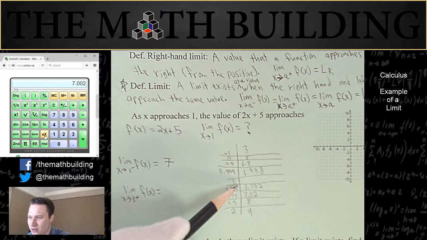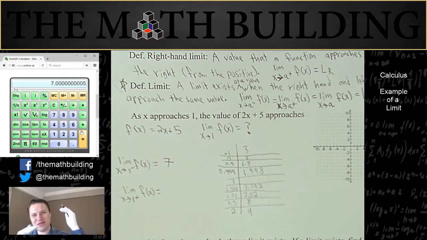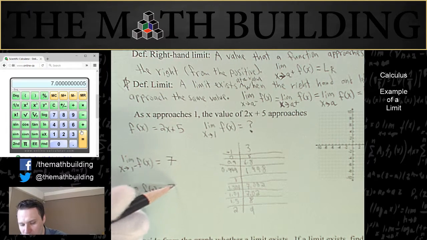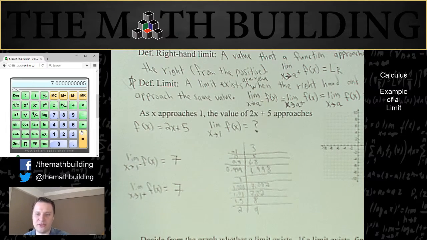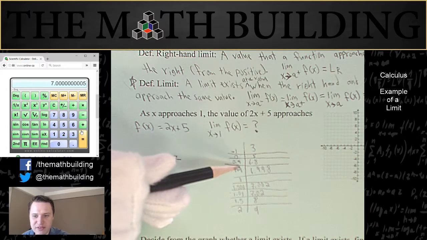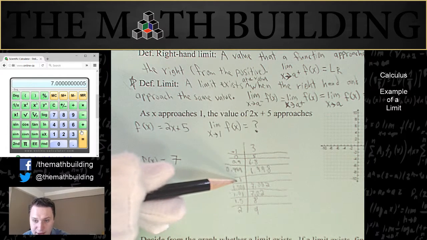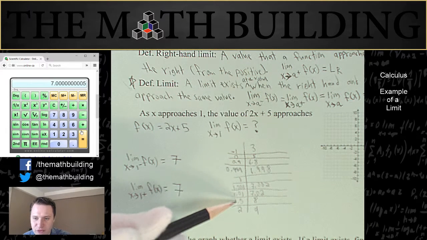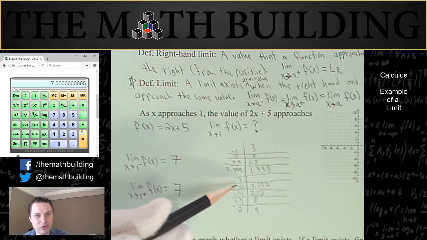Let's do one more kind of crazy one. Let's do it just a tiny bit bigger than 1. Okay? Times 5 plus 2. And you can see we're just a hair above 7. And so it appears to me that the limit as we approach from the positive side is also equal to 7. So as we approach 1 from the negative side, we appear to approach 7. As we approach 1 from the positive side, it appears to approach 7.